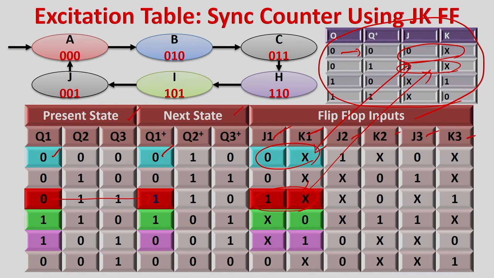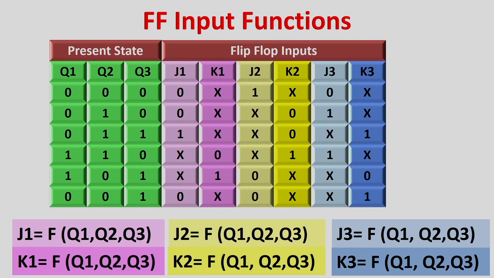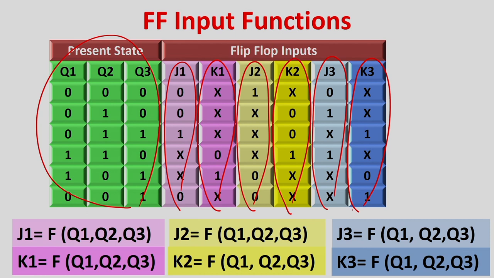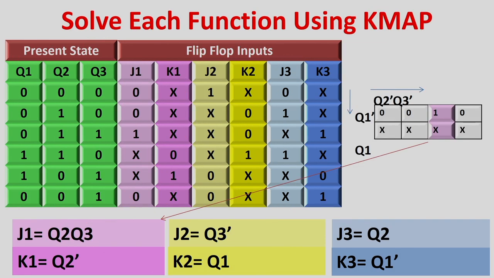Once you tabulate the inputs, these are the set of tabulated inputs from the present state. Because this is a truth table, J1 is a function of Q1, Q2 and Q3, similarly K1 is a function of Q1, Q2, Q3. This is tabulated already for this one, this one, this one, and this one. Once we have tabulated, deriving the Boolean equations is not difficult.